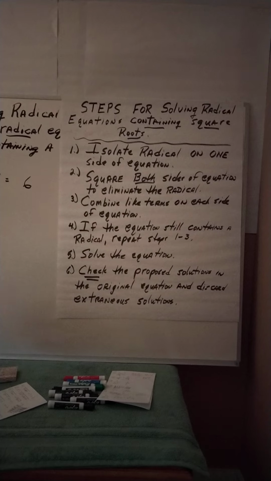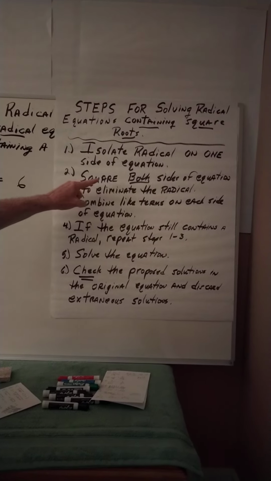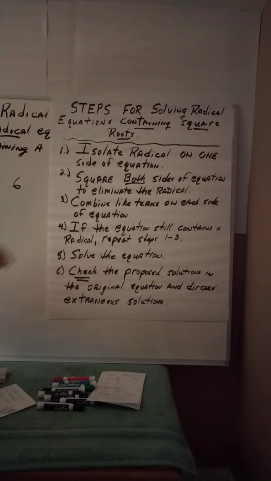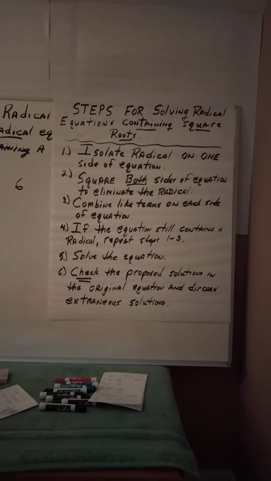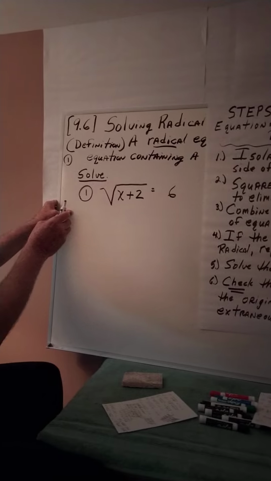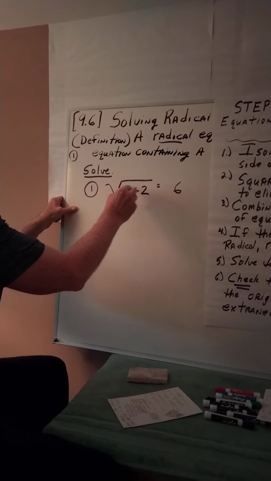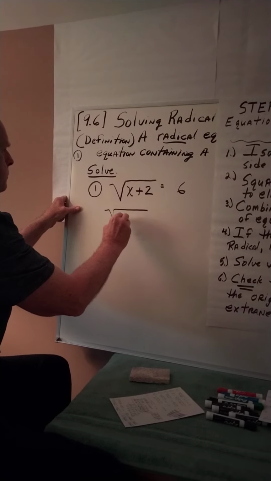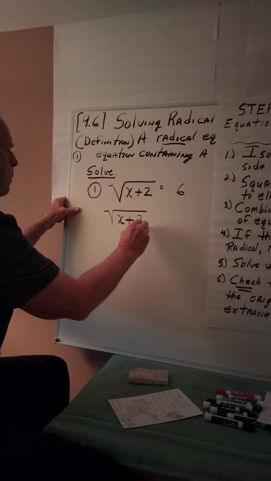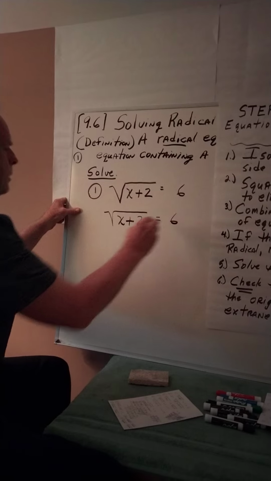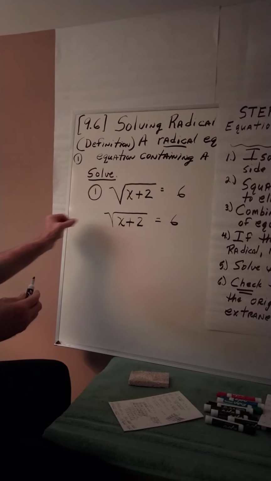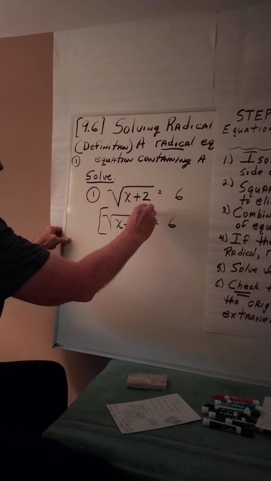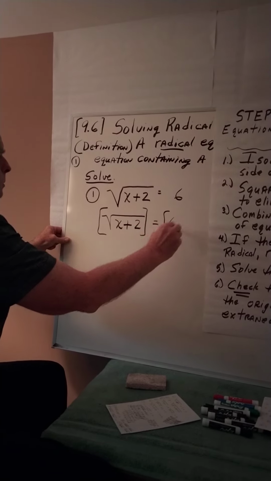Step 2. Square both sides of the equation to eliminate the radical. So here we go. I'm going to keep that right there, and I'm just going to bring it down again, just so I can keep that original equation intact. Now we're going to take this equation and honor step 2. We're going to square both sides.